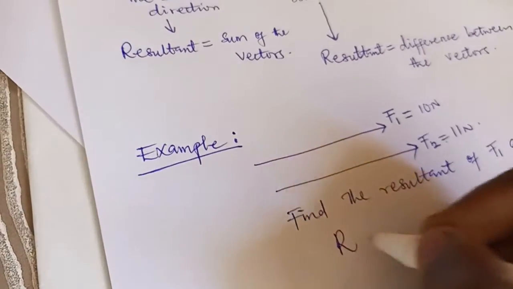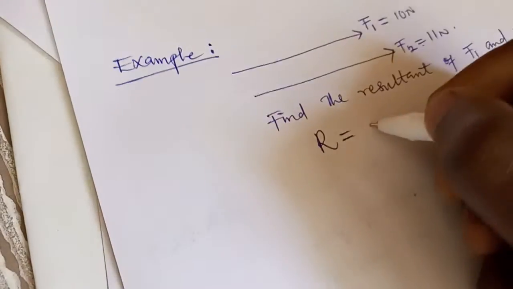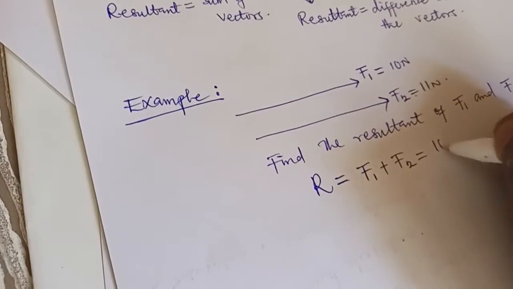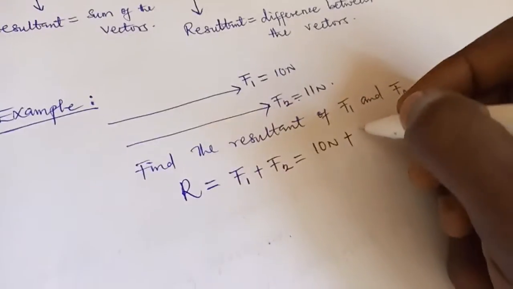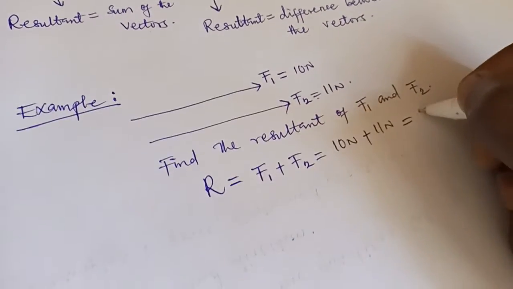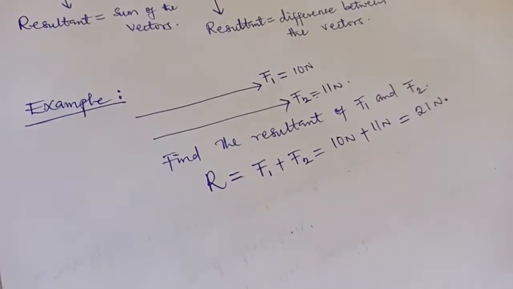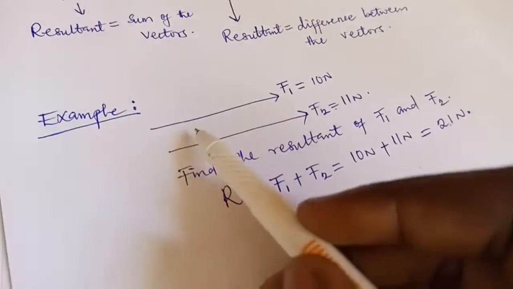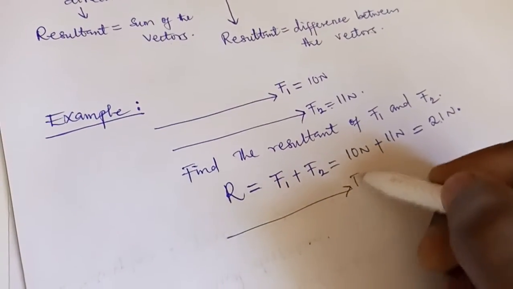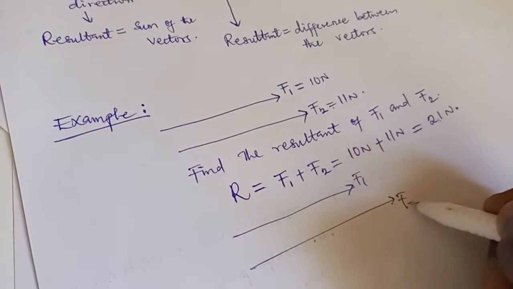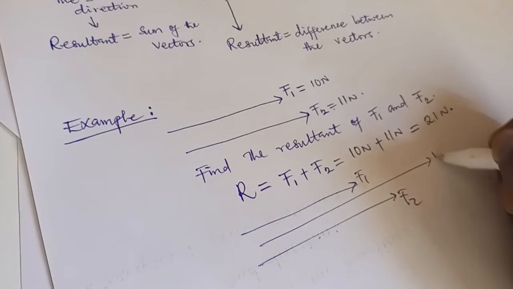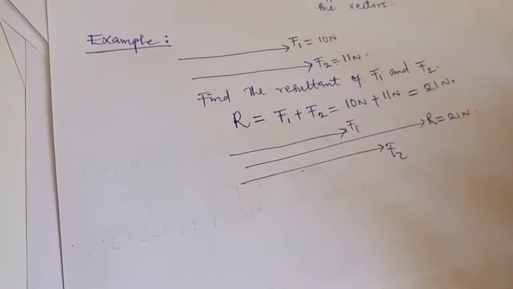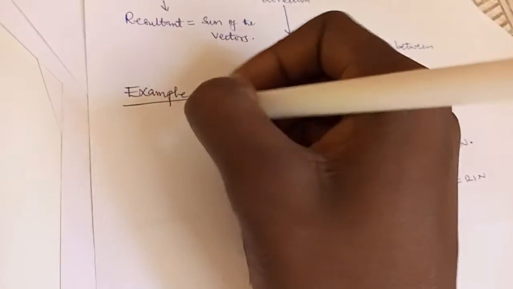Hence, now our resultant R will be equal to F1 plus F2. And F1 is 10 Newton, plus F2, which is 11 Newton, and this is equal to 21 Newton. That's all. Now, how do we draw this resultant? Since it is positive, it will be drawn like this. If this is F1, let me just sketch it for you, and this is F2, then the resultant will be a vector here, which is R equals 21 Newton. That's all. This is the resultant of the vectors. Let's call this example 1.